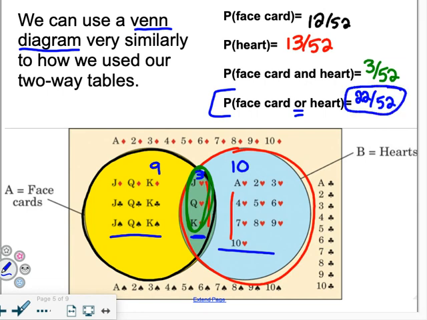So notice a Venn diagram is a little different than two-way tables when dealing with the question for or.